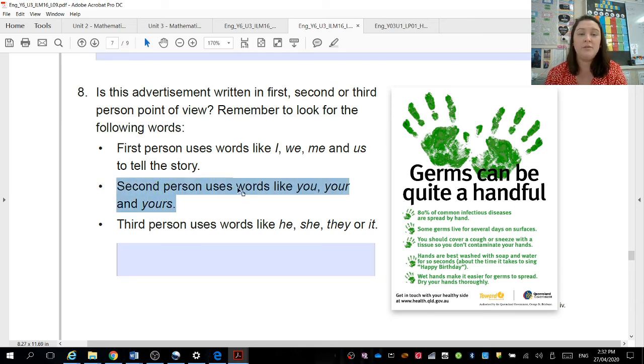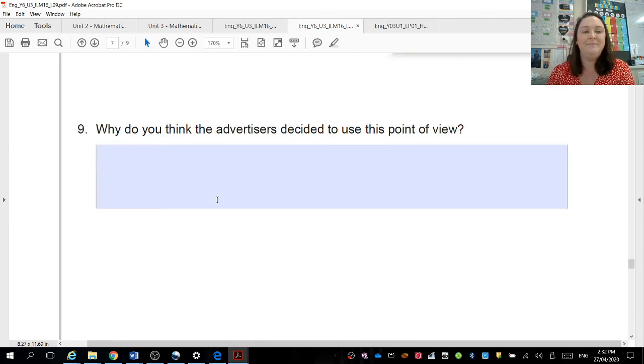Keep in mind, almost all advertisements use second person because they are trying to persuade you, us, me, the target audience, to do something or to believe something or to purchase something. So it's very important that they talk directly to their target audience. So keep in mind, second person is probably your best bet there. Question 9: Why do you think the advertisement decided to use this point of view? If you go back, I just gave you a beautiful reason. So pause, write that one down now.